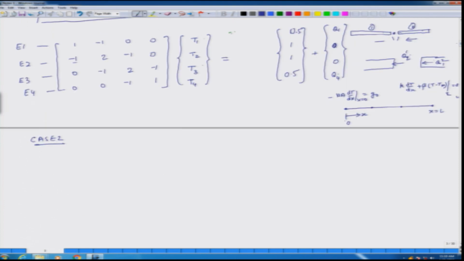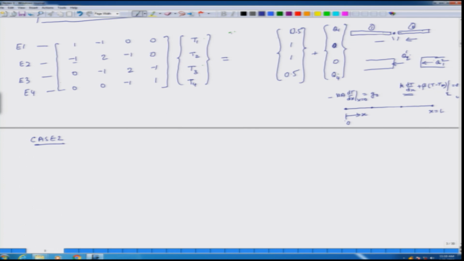So, what does that mean? That there is some convective transfer happening. This K dT over dx is heat which is going out, right, and that equals the convective heat transfer. So, now we will see how to account for this convective heat transfer in our boundary conditions.